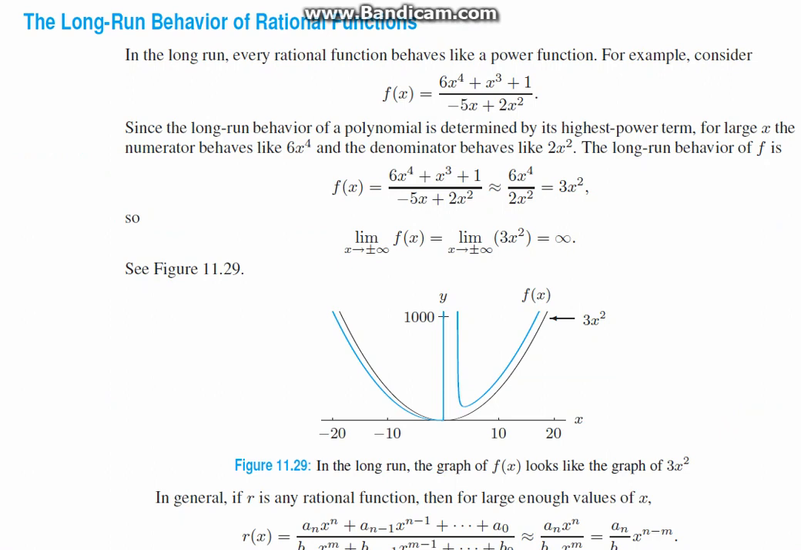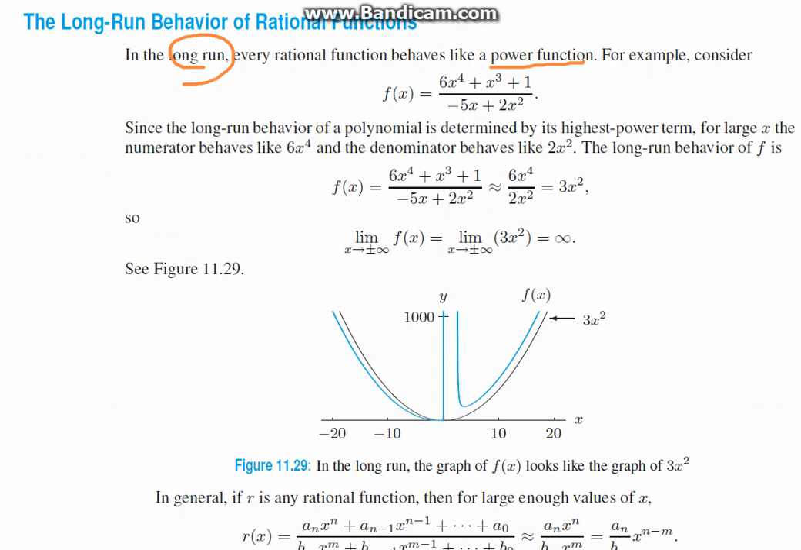So when we take a look at rational functions, one thing that we also take a look at is the long-run behavior of rational functions. This is actually what we've been doing before in polynomial functions, and it is actually the same. So for every rational function, it's going to behave like a power function eventually in the long run. So that's pretty much the same as a polynomial function. And how do we define that?